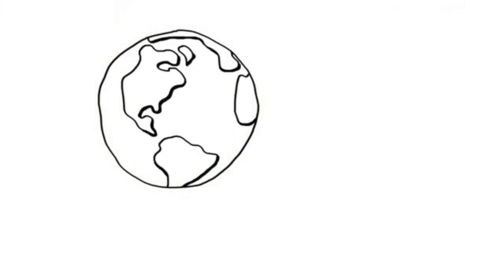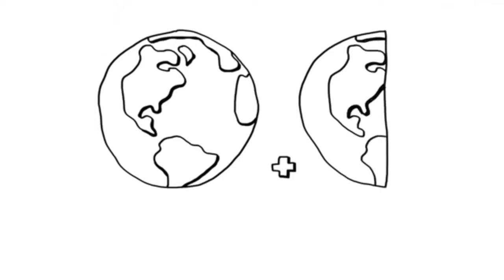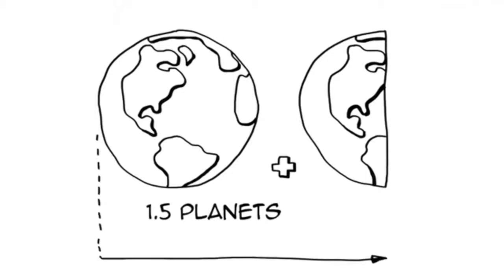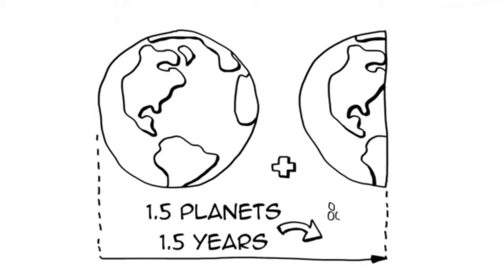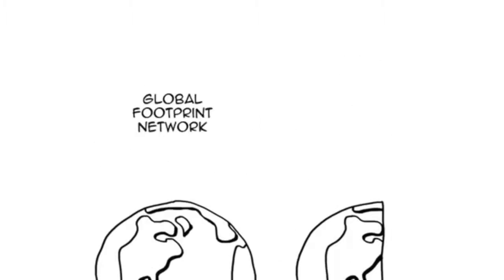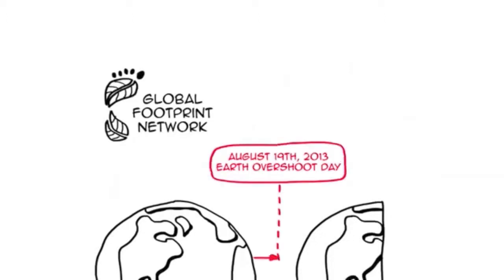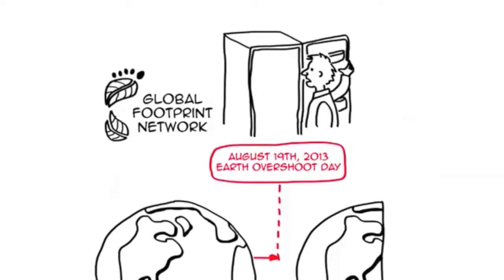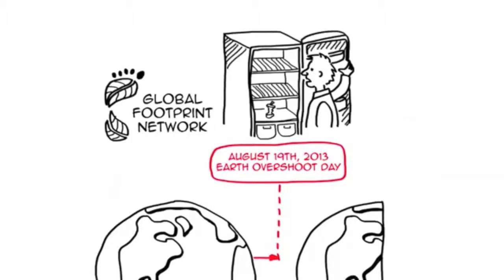This is what we need to provide the resources we use and to absorb the waste we produce. 1.5 planets. So that means that it takes about a year and a half for our planet to regenerate what we use in a year. The Global Footprint Network calculates every year Earth Overshoot Day, and in 2013 it was on August 19th. So that was the day when we finished using our resources for the year.